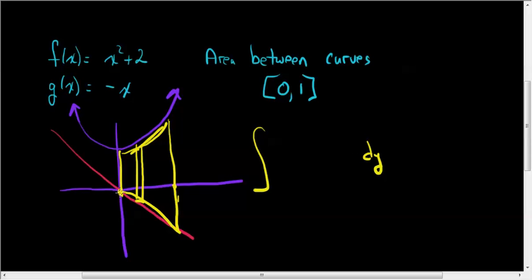Well, the bounds are given to me. The bounds are from 0 to 1. And I wrote dy. That's interesting. Why did I write dy?